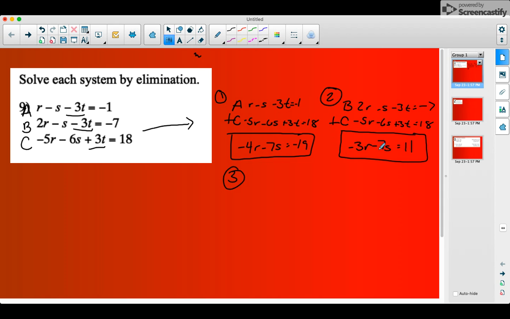So I'm going to leave this equation alone, the negative 3R minus 7S, because it has less negatives in it than the other one. So leaving it alone means I'm dealing with less negatives overall. I'm going to take this equation and I'm going to multiply it by negative 1. So I end up with a positive 4R, a positive 7S, and a positive 19. Now when I add, a negative 3 and a positive 4 give me just a single R. The S's cancel out, and I end up with 30.